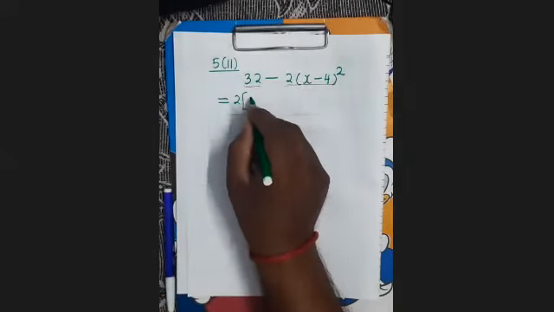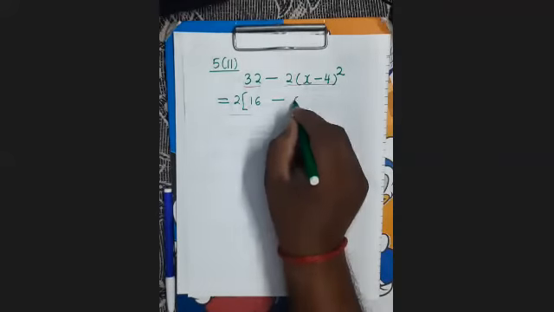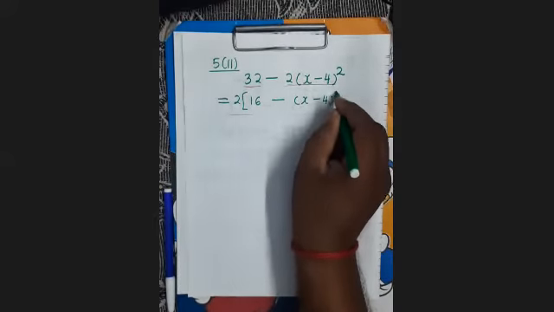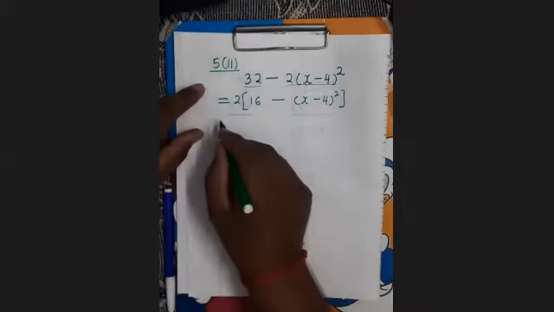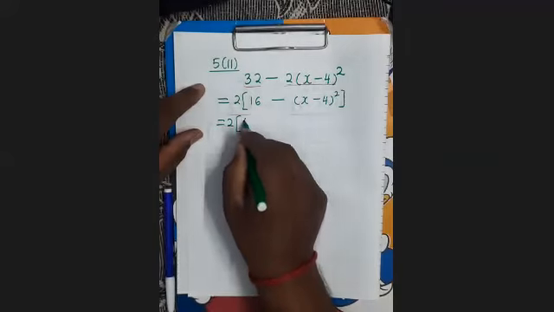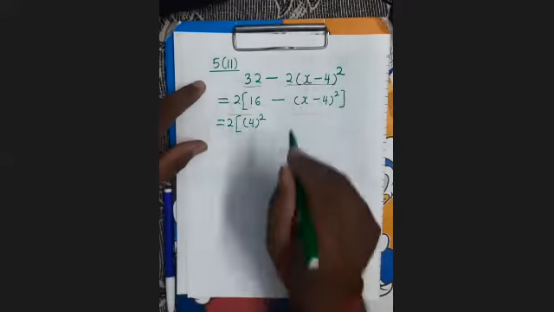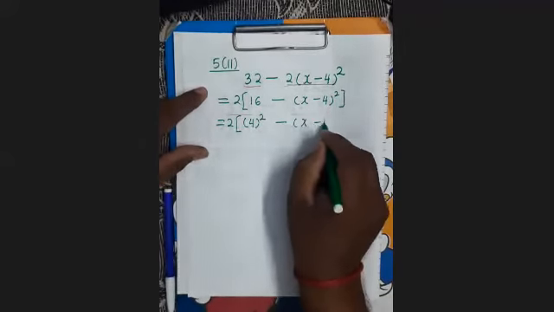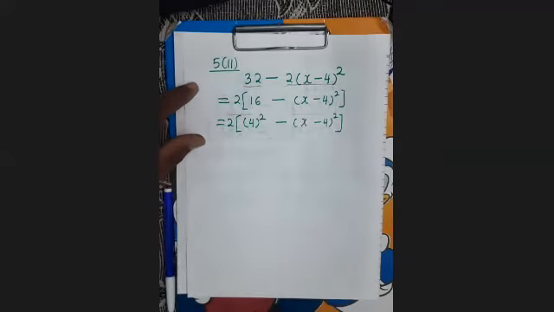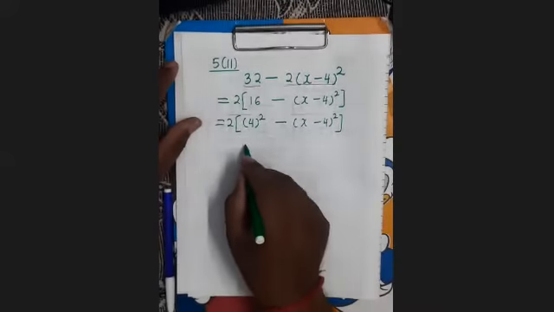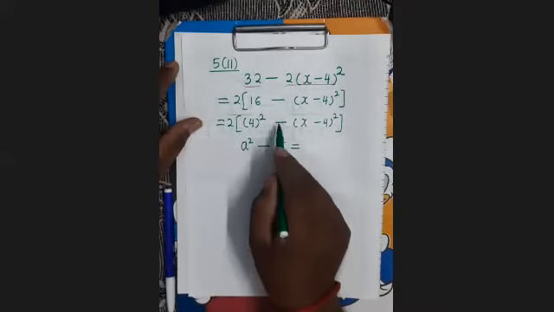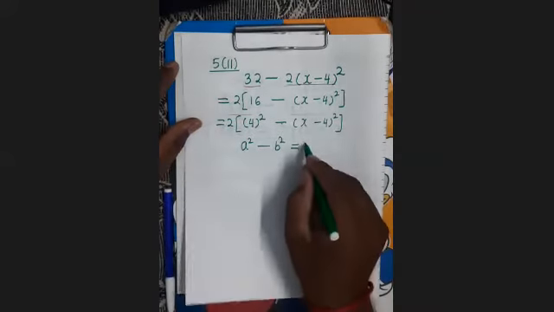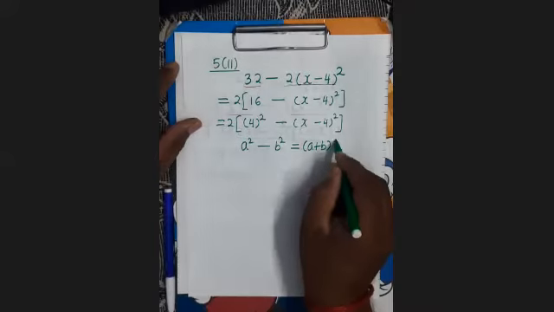When you take out 2 common, it will be 2 into (16 minus (x minus 4) whole square). Now 16 can be written as 4 का whole square, minus (x minus 4) का whole square. It is clear? Now you see here, this is of what form? A square minus b square. What is the formula? A plus b, a minus b.